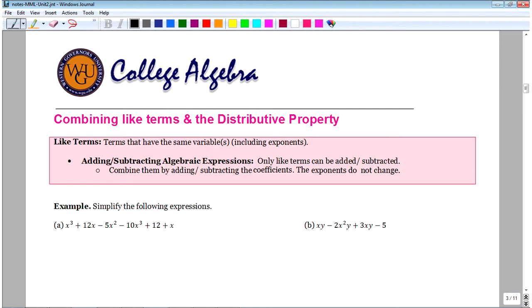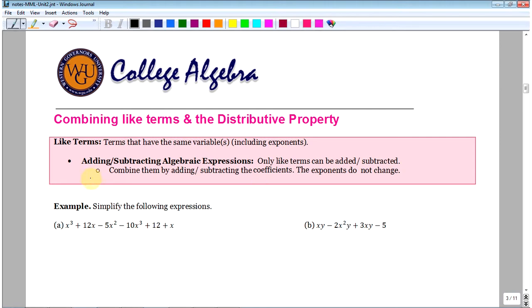Like terms are terms that have the same variables, including the same exponents. To add or subtract algebraic expressions, they must be like terms. So only like terms can be added and subtracted. And to combine them, you will just combine their coefficients. The exponents do not change when you're adding and subtracting like terms.